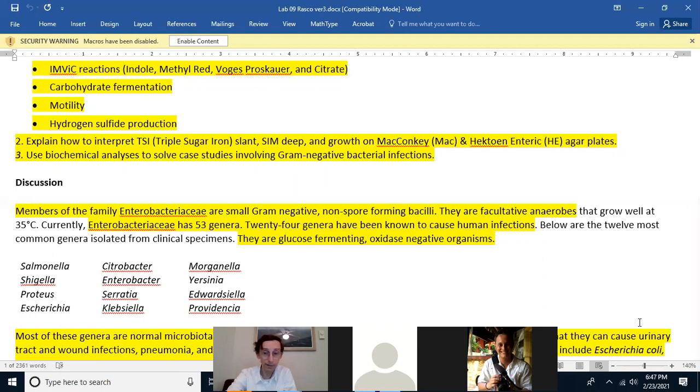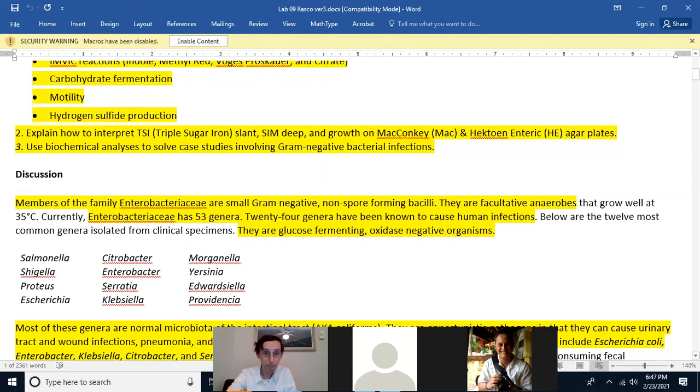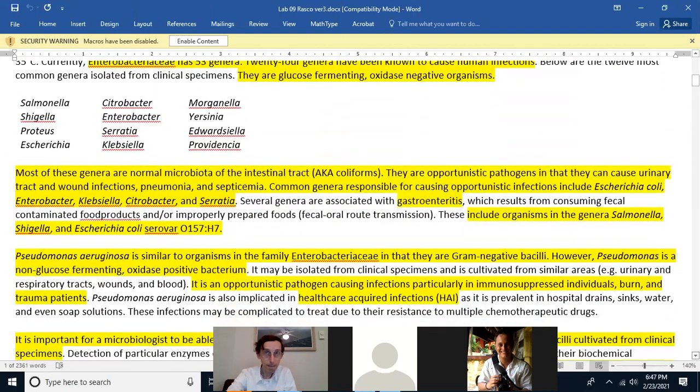Below are the 12 most common genera that cause disease. They're all glucose fermenting, oxidase negative organisms. So all of the Enterobacteriaceae that cause human disease ferment glucose and are oxidase negative. Most of these genera, which are listed above, Salmonella, Shigella, I know you've heard of, E. coli, or Escherichia.